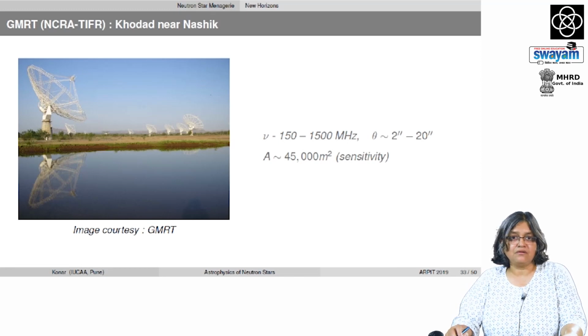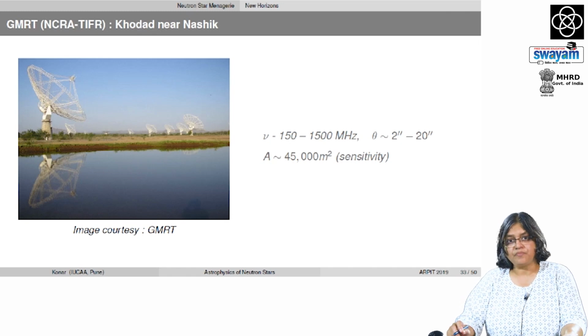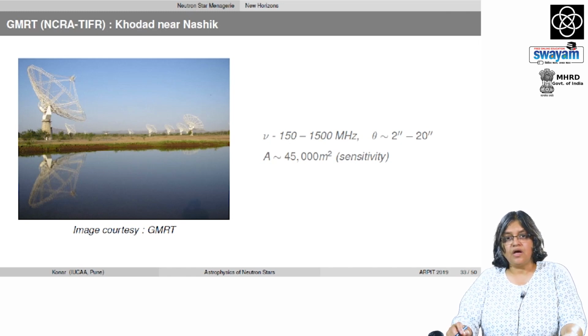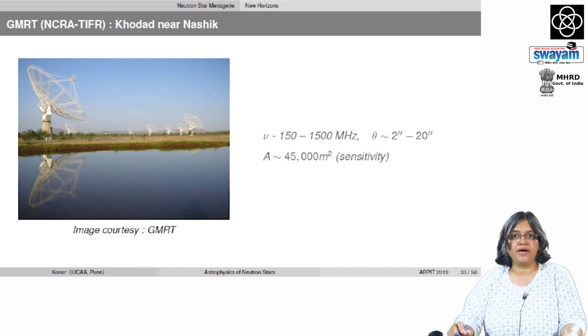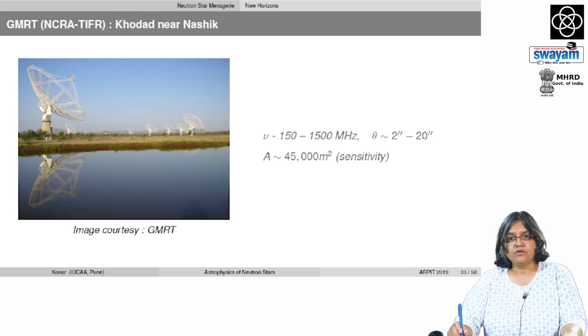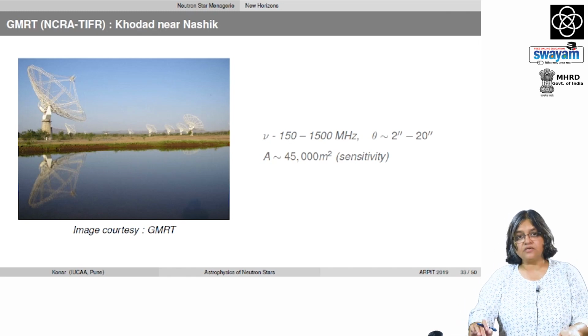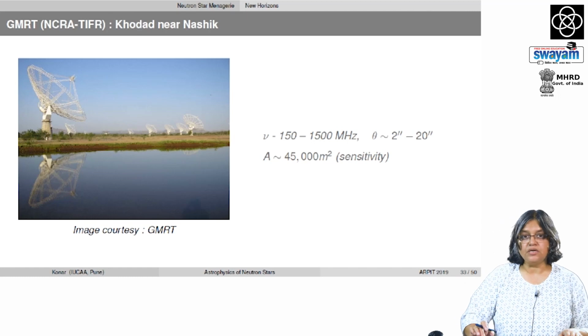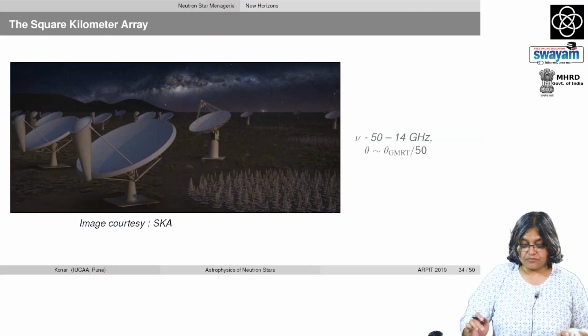This is another picture, a very nice picture of GMRT. Now, it operates at a frequency between 150 to 1500 megahertz, and the angular resolution achieved is about 2 arc second to 20 arc second, and the total collecting area of GMRT is about 45,000 square meter. So, that gives us a very good sensitivity for anything that we observe.